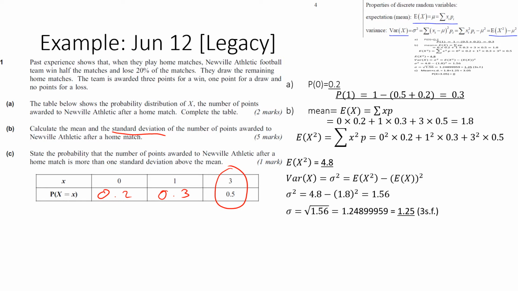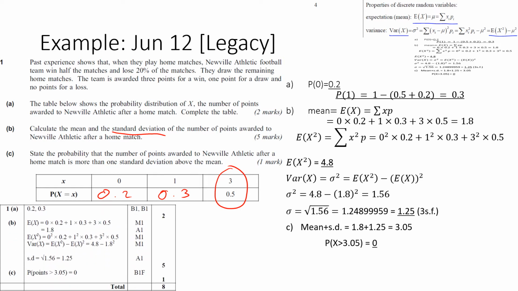State the probability that the number of points awarded to Newville Athletic after a home match is more than 1 standard deviation above the mean. Well, 1 standard deviation above the mean, 1.8, plus 1 sigma, 1.25, is 3.05. The probability of them getting more than 3.05 is impossible. 3 is the maximum amount of marks. So mean plus 1 standard deviation, 3.05, more than 3.05 is impossible. It's not an outcome. So probability 0, hence the word state. All right? And there's the mark scheme to confirm.